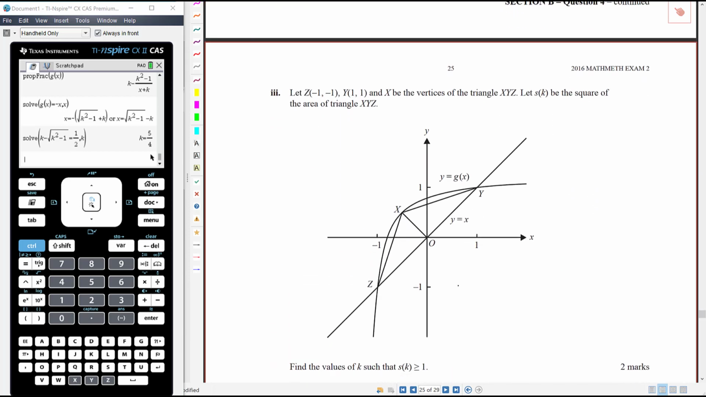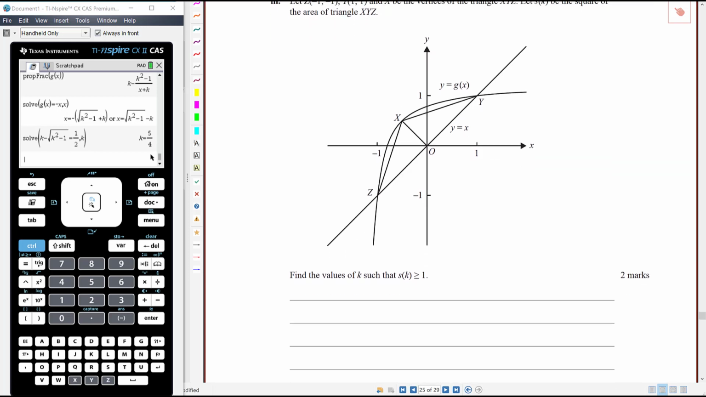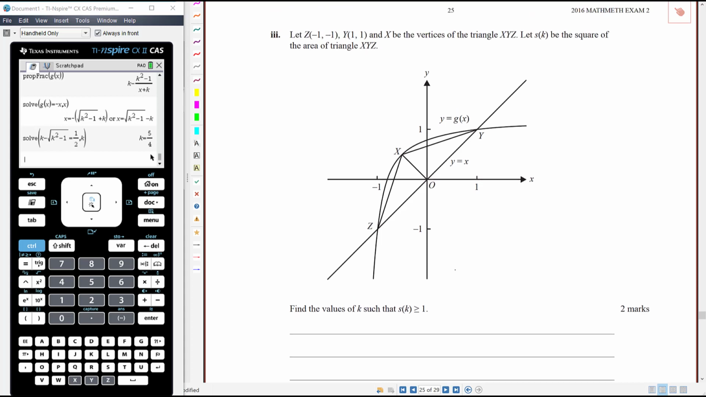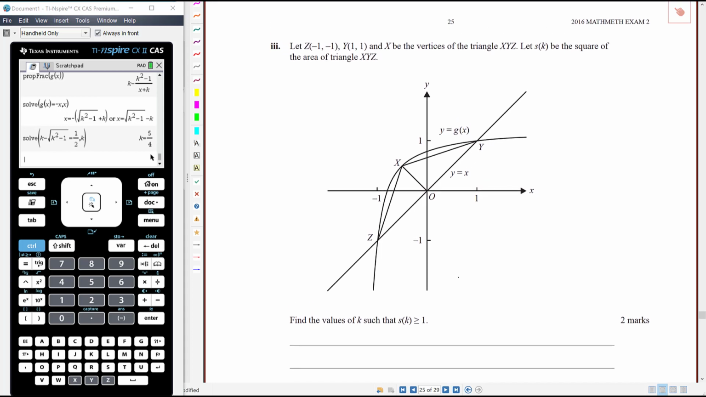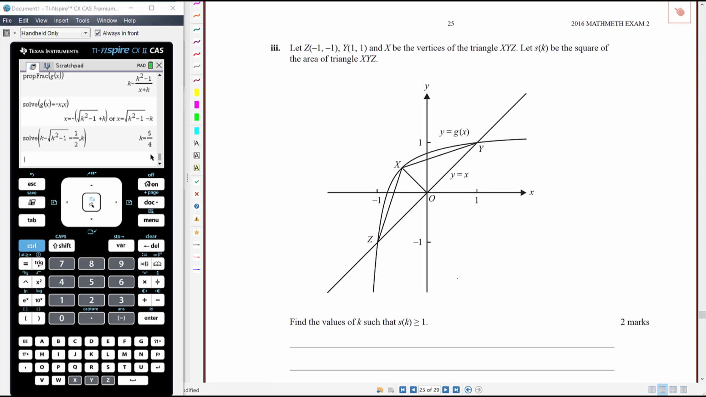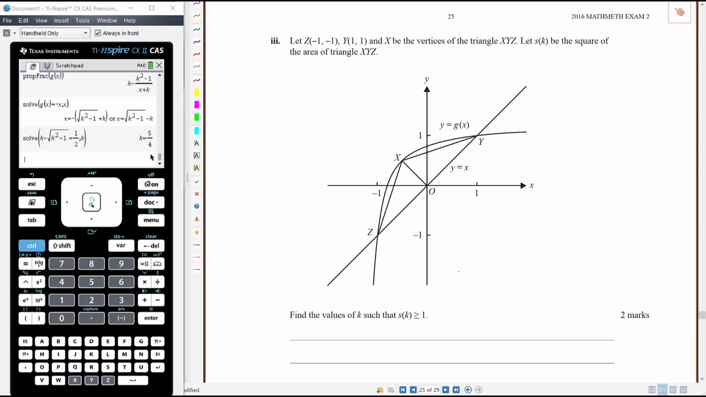Alright, let Z be negative 1, 1, Y be 1, 1, and X be the vertices of the triangle XYZ. Let S of k be the square of the area of the triangle XYZ. Find the values of k such that S of k is bigger than or equal to 1. Okay, so we want to think about S of k, the square of the area of the triangle. So we have to come up with a way of describing the area of the triangle.